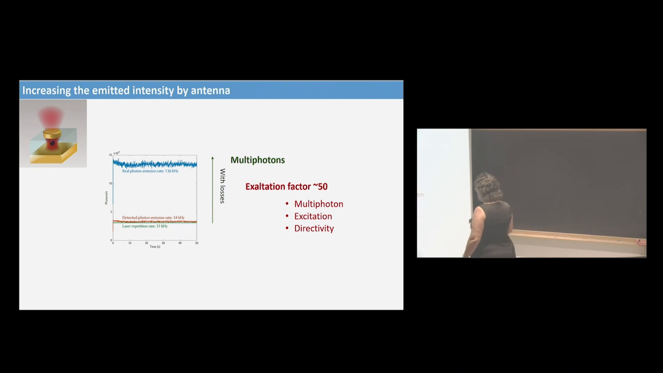When you look at the intensity, we saw as well that we get many more photons than we expected. We compare what we have before and after putting the patch, and we can see that the enhancement factor in intensity is a factor 50, which is very important. This is due to the fact that we excite many photons. It's not anymore a two-level system, the excitation is increased, and the directivity.